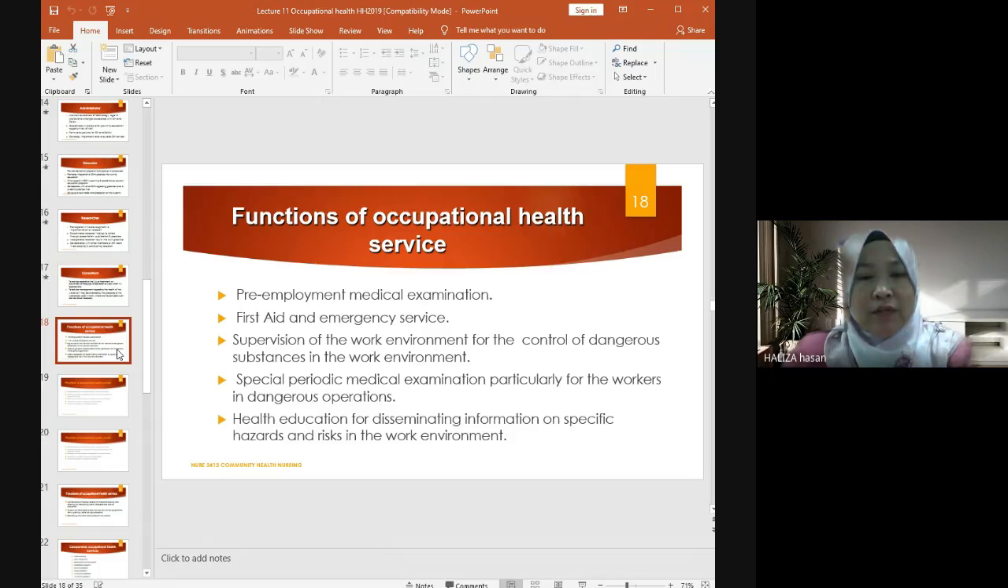Function of occupational health service: pre-employment medical examination, first aid and emergency service, supervision of the work environment, special periodic medical examination, particularly for the workers in dangerous operations. So, for example, Lynas. In Kuantan, we have Lynas factory. The factory produces chemical, radiation, so they should follow the SOP strictly, because if not, then they will cause harm to their workers.